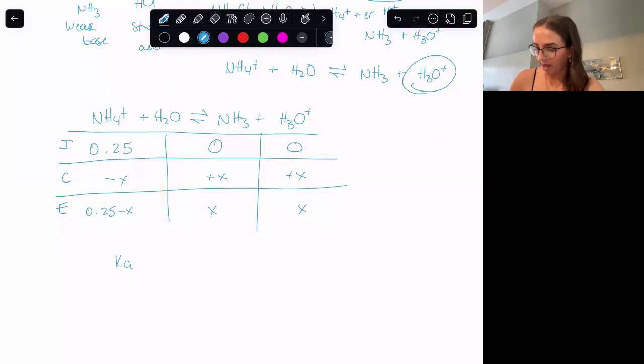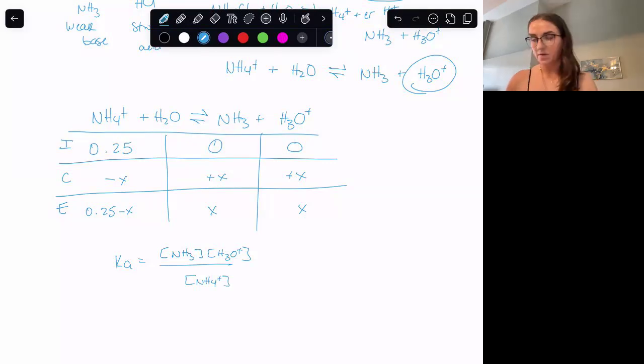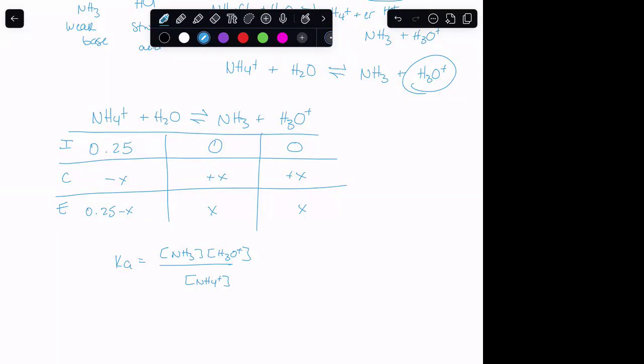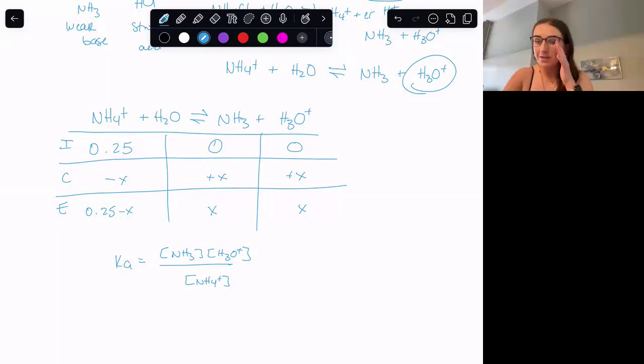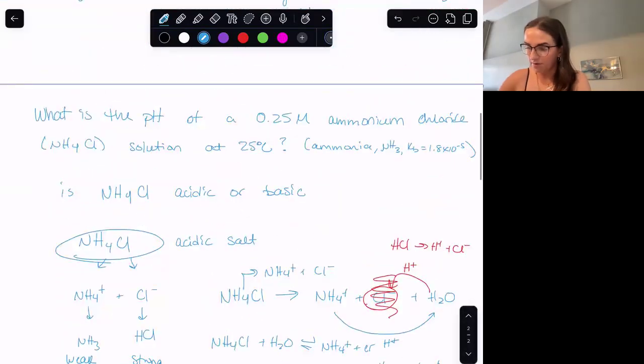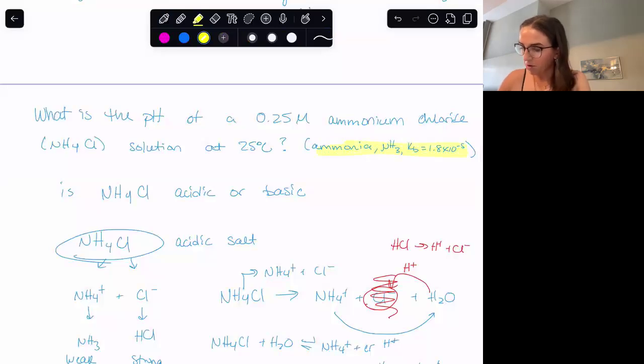You have Ka is equal to NH3 times H3O plus over NH4 plus. Okay, that's Ka, the acid and its conjugate base in the hydronium ion. What are we given? The Kb value earlier. Yeah, we're given the Kb value of ammonia. How do we get the Ka of ammonia?